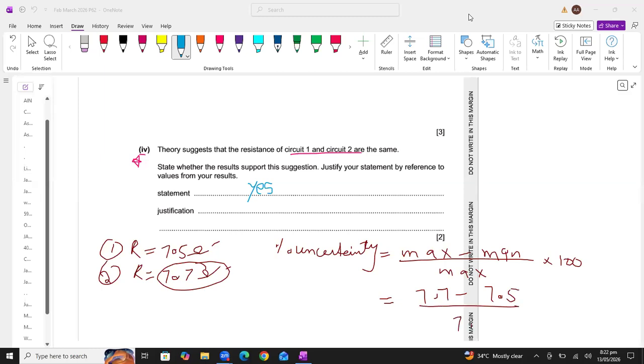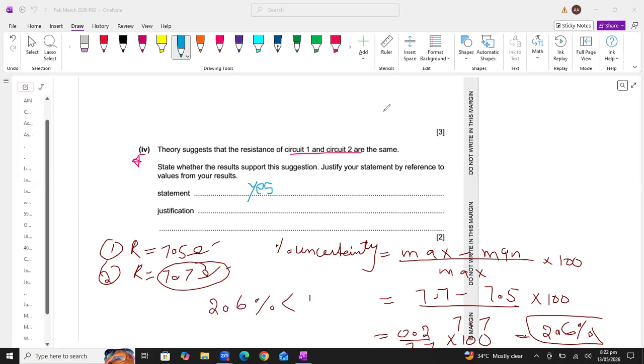And then the maximum value is 7.7 multiplied by 100. So when we solve this, we get 0.2 divided by 7.7 multiplied by 100. So we are getting the percentage uncertainty, that is 2.6%. All right, the percentage uncertainty in these two readings is 2.6%. And this 2.6% is less than 10%.